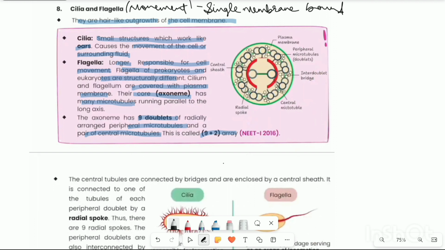See here, in the center there are 2 microtubules, and radially there are 9 doublets. 1, 2, 1, 2, 1, 2, which means 9 plus 2. In the center there are 2 central microtubules, and the peripheral microtubule doublets, which are 9, are connected with an inter-doublet bridge. And the radial spokes are also 9.